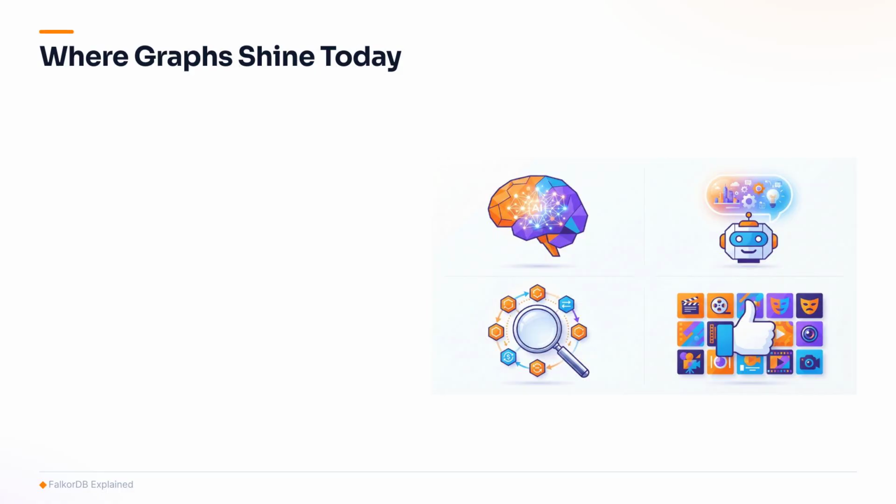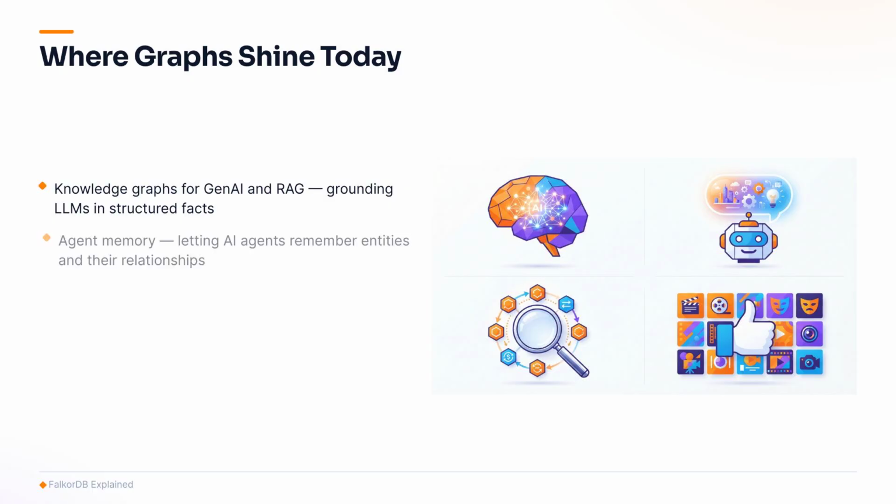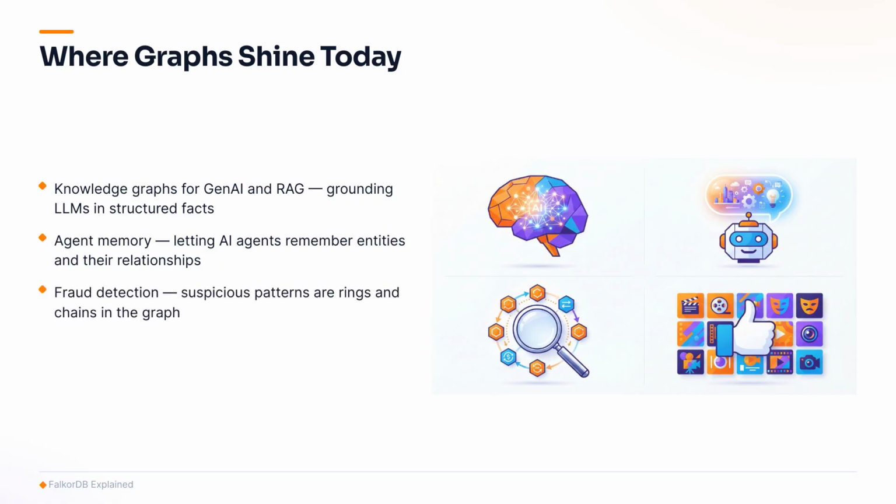So where are graph databases making a difference right now? First, generative AI. Knowledge graphs ground large language models in structured facts, making retrieval augmented generation more accurate. Second, agent memory. AI agents need to remember entities and how they relate, and a graph is the natural shape for that. Third, fraud detection. Because fraud shows up as rings and chains of transactions that are trivial to spot in a graph. And of course, the classics, recommendations and social networks. FalkorDB was built with exactly these workloads in mind.